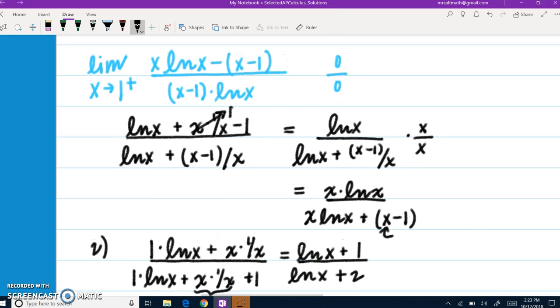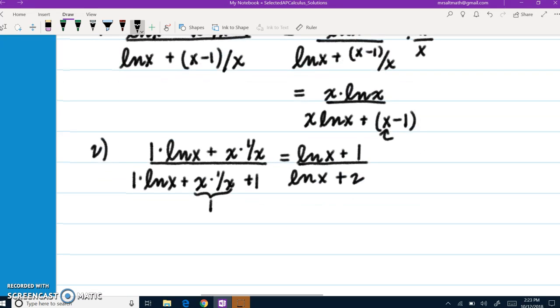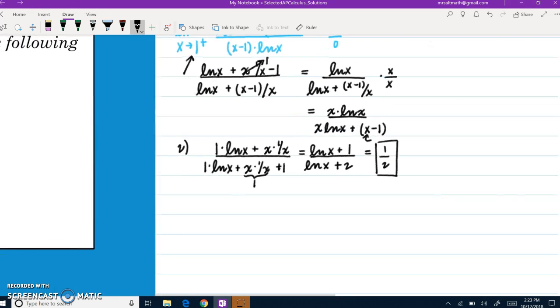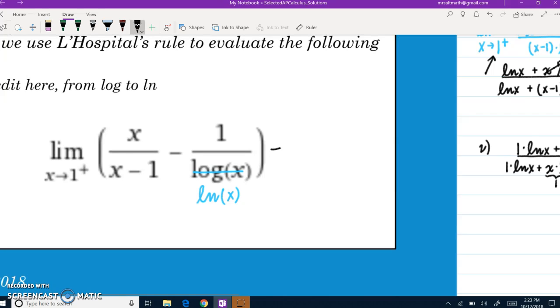Now, as we approach positive 1 in this limit, I'm going to end up with a 1 here. Natural log of 1 is 0. Natural log of 1 is 0 down here. So my final answer here is just going to be 1/2. So my final result that I can report back on this slide is 1/2 as well. So that's the case of infinity minus infinity.